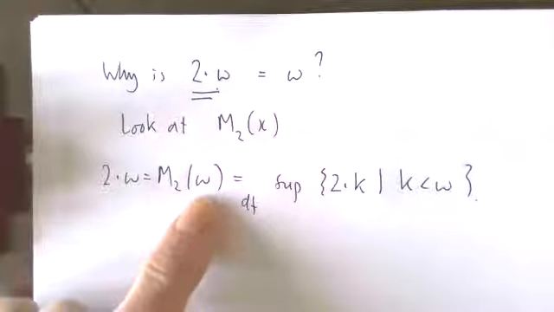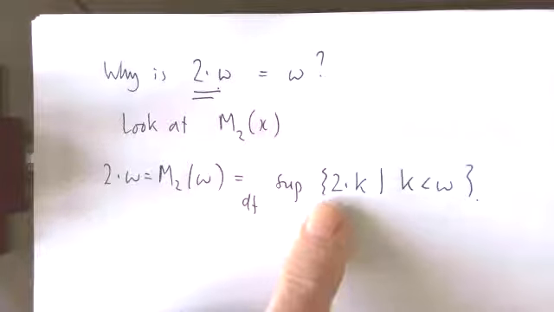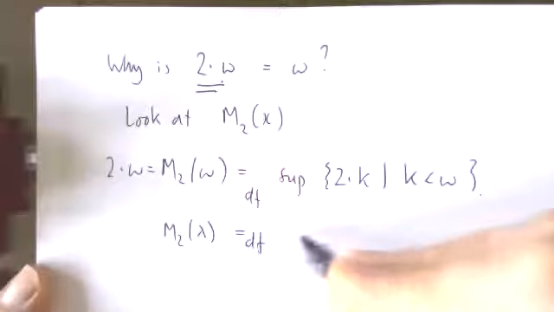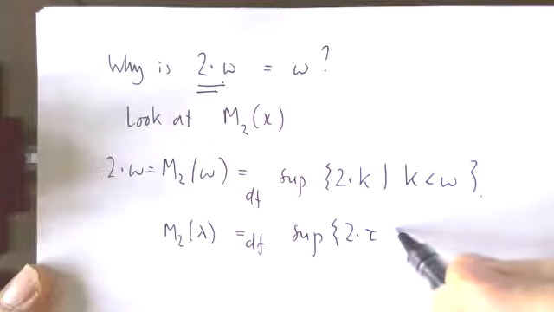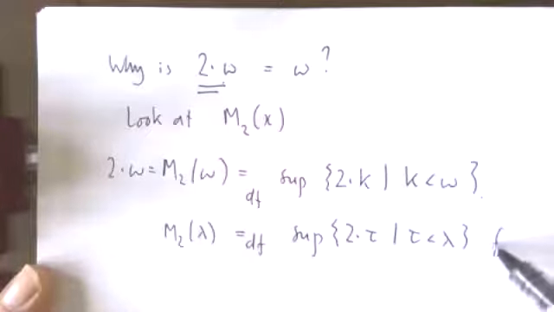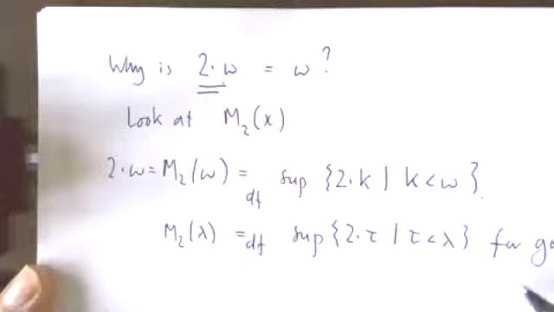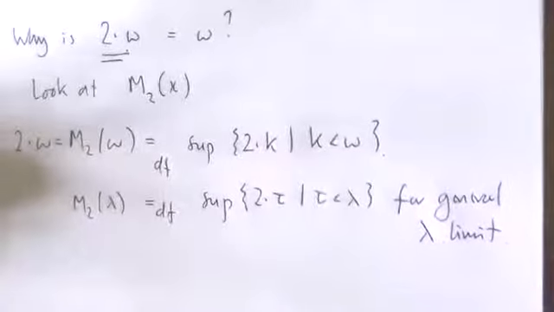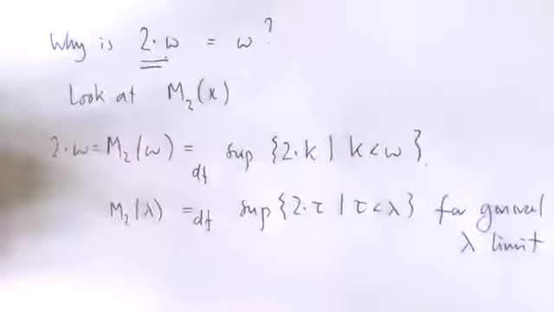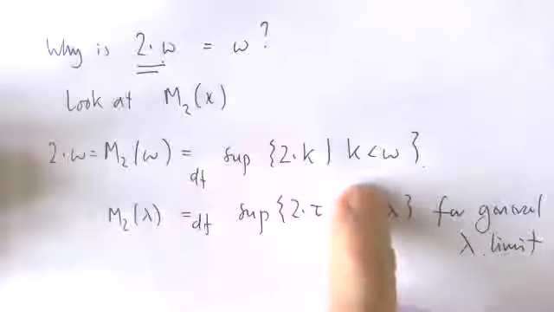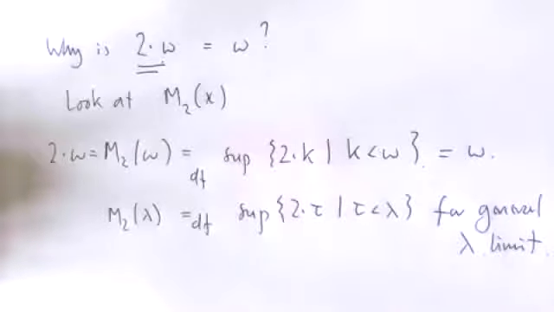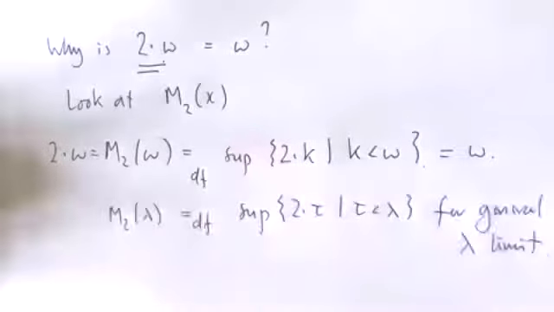If this was some other limit ordinal, lambda, I'd be putting here 2 times tau for tau less than lambda. For general limit ordinals lambda. And what is the supremum of these? Well, these are just the evens here. This is just omega. So this is why 2 times omega comes out as omega.